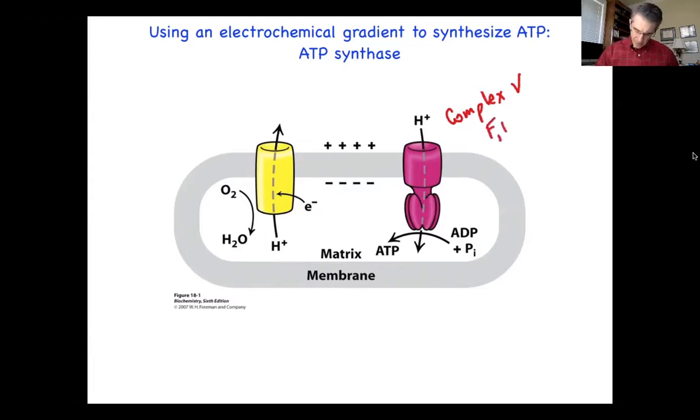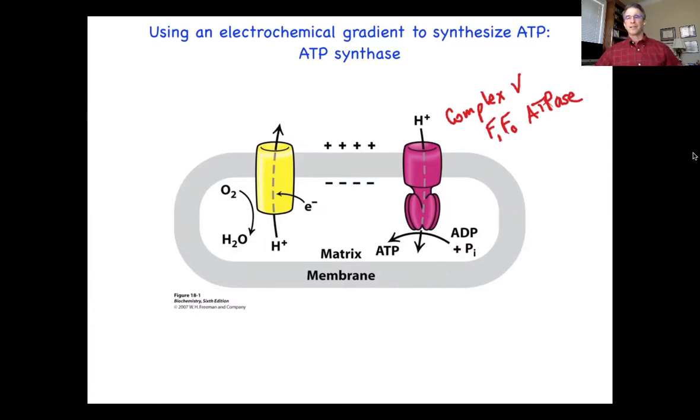It's also known as the F1, F0 ATPase, right? And we're going to look at it in a little more detail here in a minute. But like I said, a whole lot of evidence accumulated demonstrating that this was the mechanism. This is how this worked. But proving this against the skeptics, that can be a challenge.